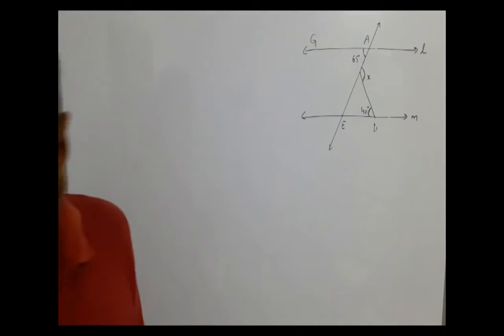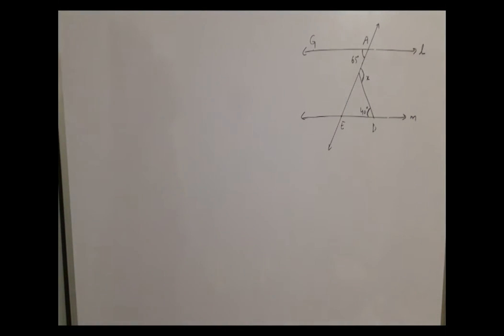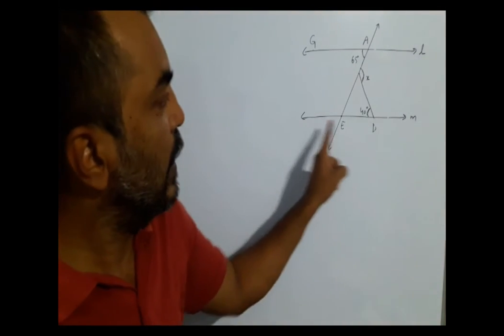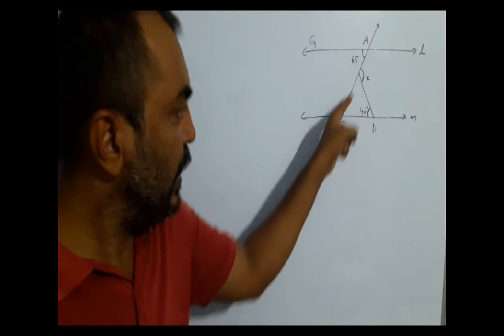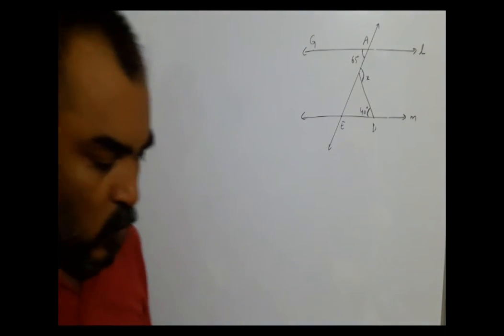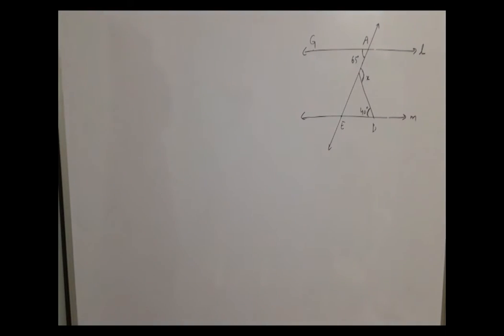Now which property will you make use of here to find X? You can see line L and line M are parallel, and AE is the transversal. We have to find X. Can you find X directly? No. So we will use a small trick over here.